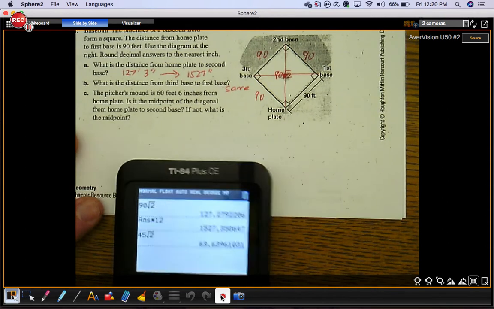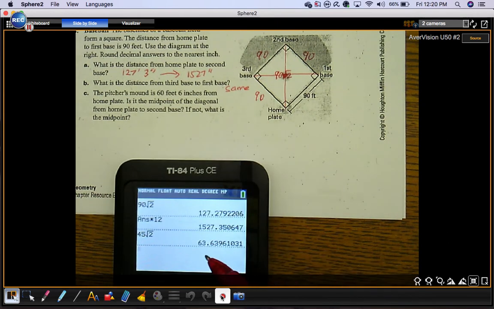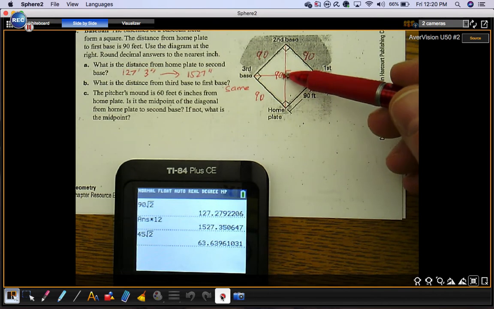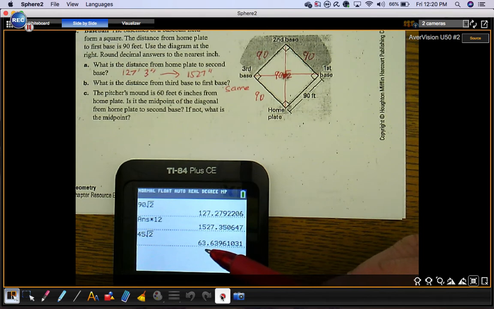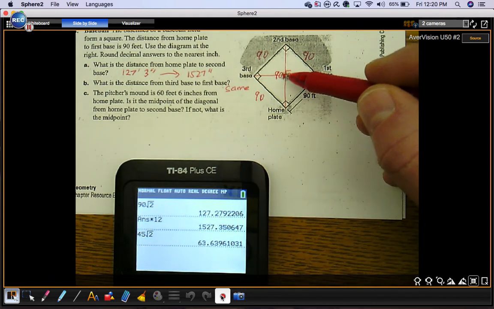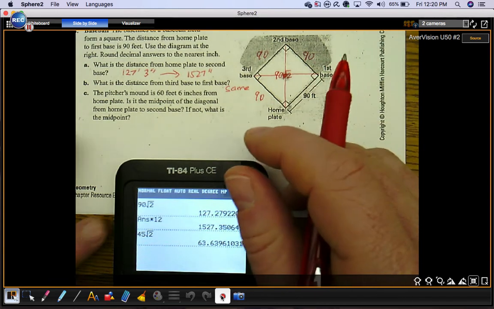And that would be 63 feet and a little more than half of a foot. This isn't 63 feet 6 inches, just so you know. It's 63 feet and 64 hundredths of another foot. So that equates to more than 6 inches, just so you're aware. So this is definitely not the midpoint.